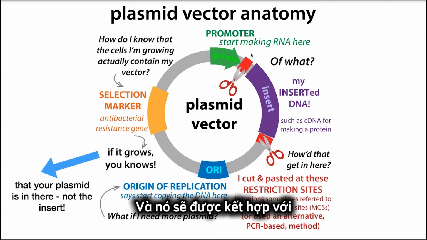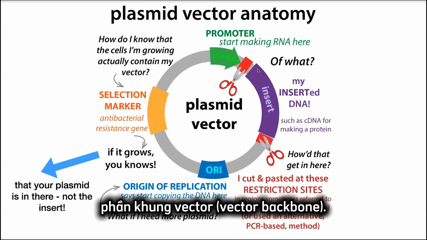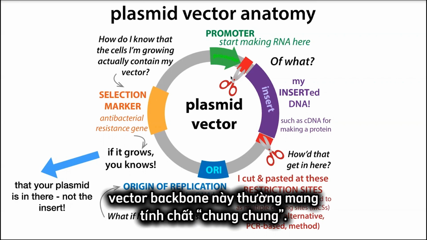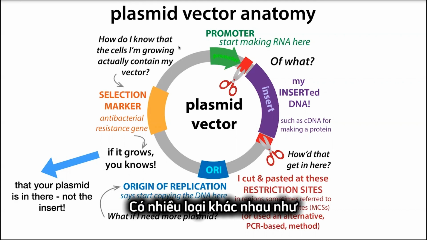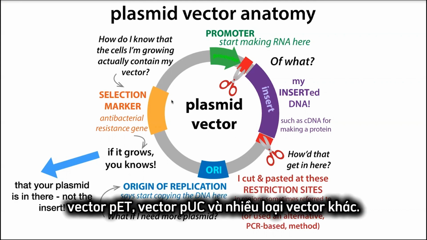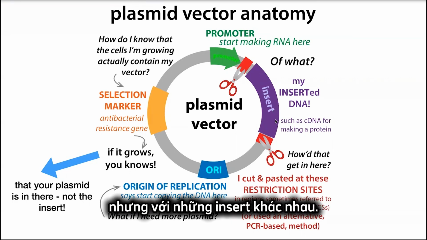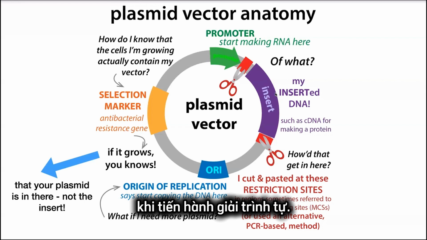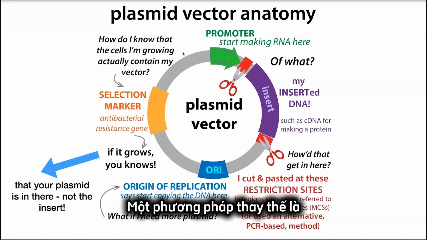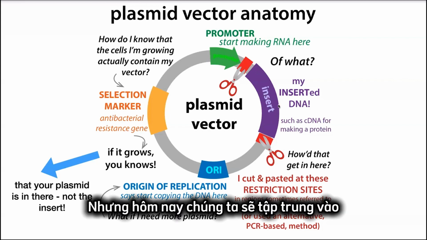And it's going to be combined with this vector backbone. And this vector backbone is going to be kind of generic. There are different ones, like pET vectors and pUC vectors and various vectors. But different researchers will use the same vector backbone with different inserts. And it's often this insert region that we really care about when we're doing this sequencing. An alternative method is whole plasmid sequencing, which is getting more affordable, and that'll basically allow you to sequence the entire plasmid. But we're going to focus today on the traditional sequencing.